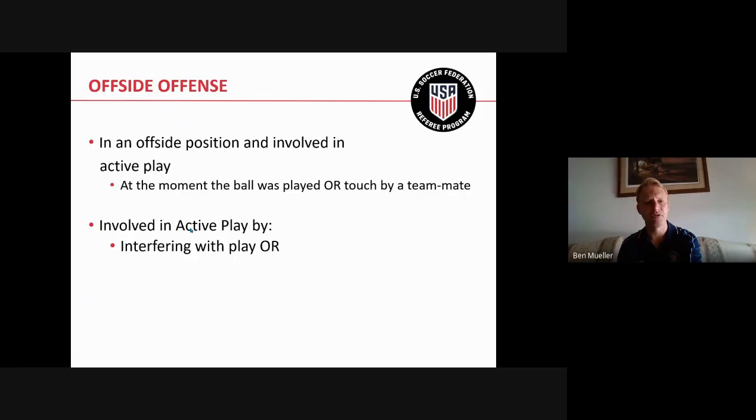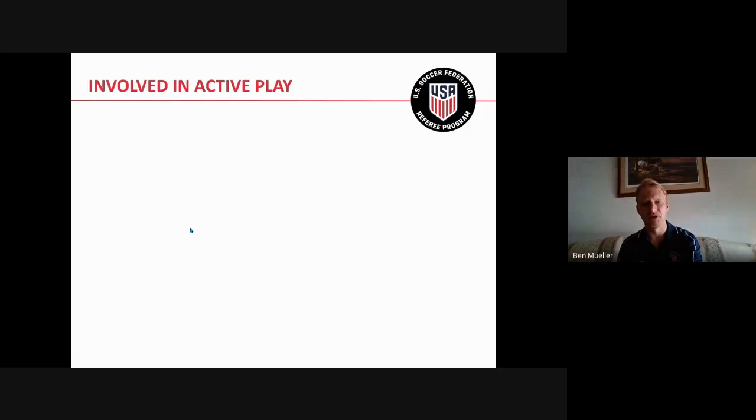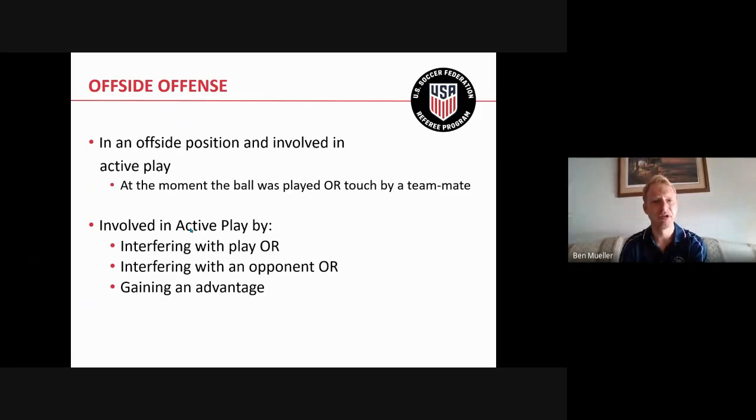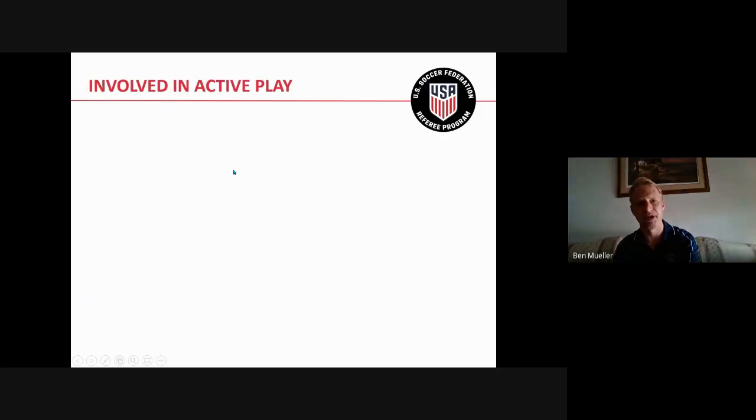But we don't necessarily penalize a player because they're in an offside position. They must get involved in active play. We judge this active play at the moment the ball was played or touched by a teammate. Okay? So offside position plus involvement in active play means an offside offense. There's three ways to get involved in active play. You can interfere with play, interfere with an opponent, or gain an advantage. And we'll talk specifically about what those three mean coming up.